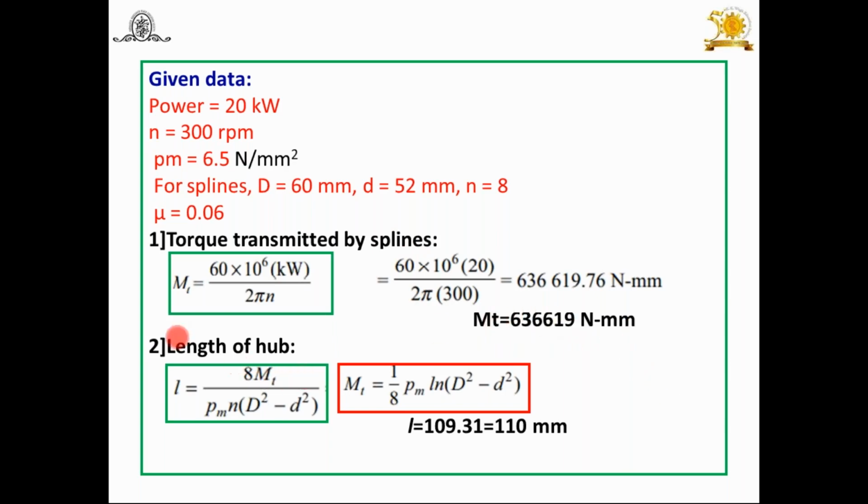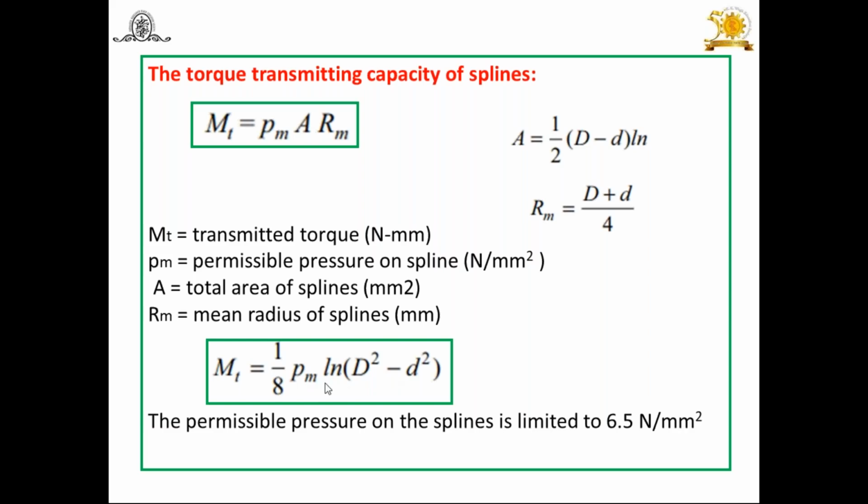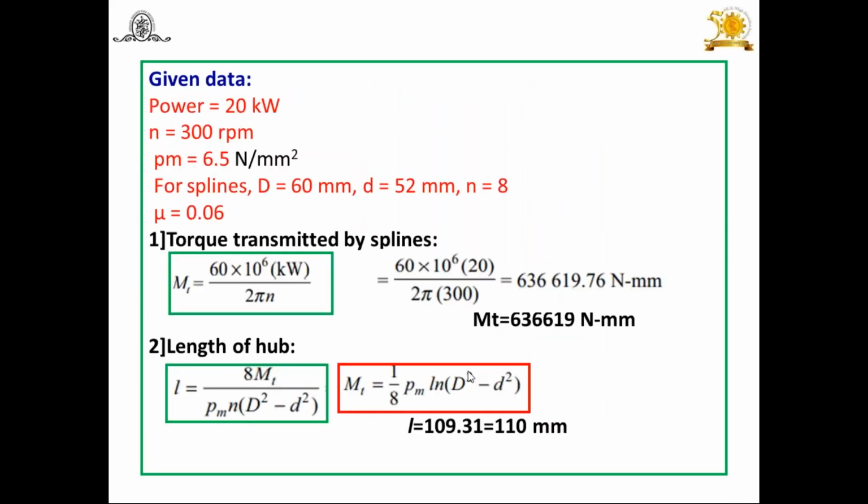Once you know the torque, the second thing is the length of the hub. Already we have derived the expression for Mt here. Mt is the equation for the torque transmitted by the spline. We are going to use the same equation here, but we are rearranging it to find out the length of the hub. L is equal to 8 Mt upon pm into n under root, it's not under bracket, d square minus small d square.